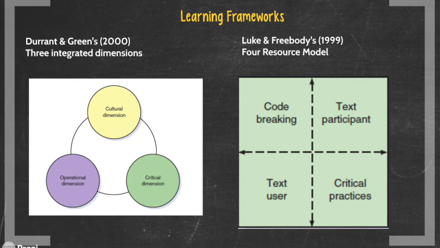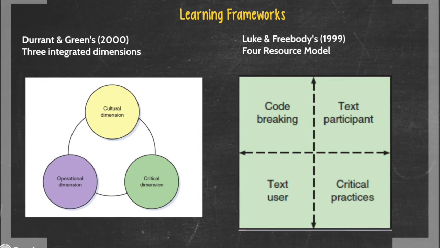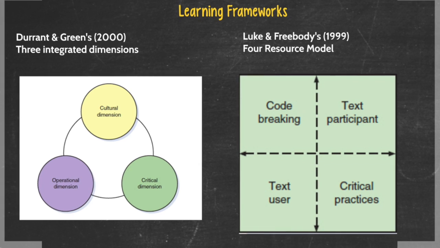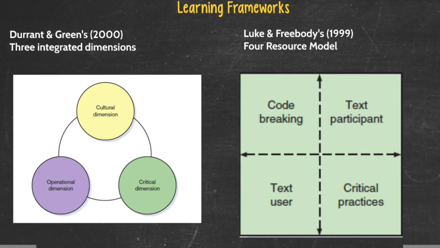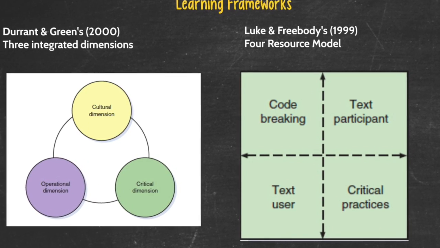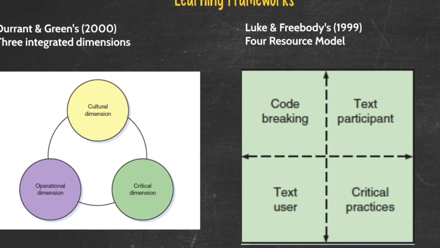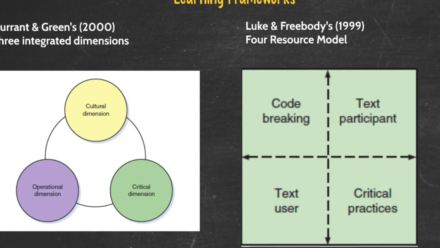The examples of literacy demands that we will be looking at will be analyzed using either Durrant and Green's 3 integrated dimensions, or Luke and Freebody's 4 resource model, depending on which framework supports the example given. So what is a literacy demand? Simply put, a literacy demand is something influencing the way in which we plan, teach and assess.